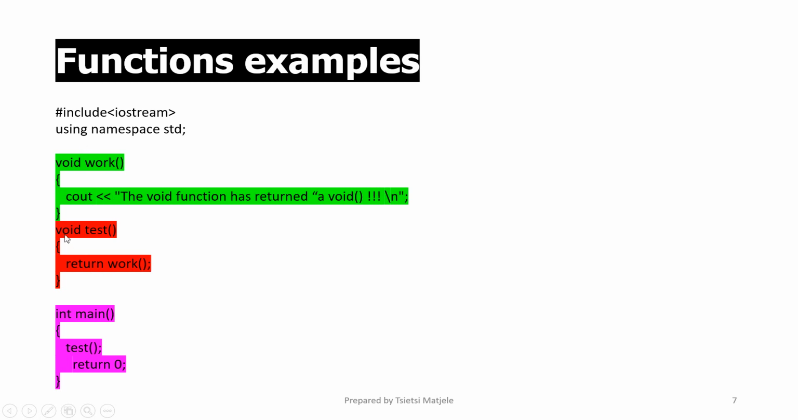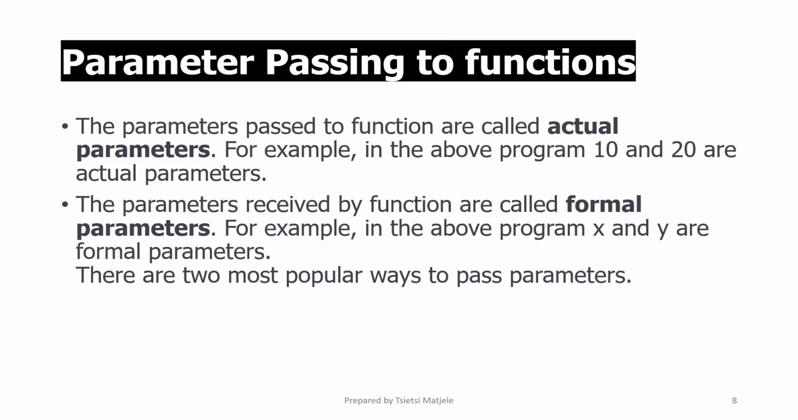This is void. Remember, when you talk about void, we said we don't return any value. So we have returned the work function, which is this function up here. Then what is going to be the output? The output is going to be the void function has returned, maybe the void value. So this is going to be the output of this program. I still believe this is clear.